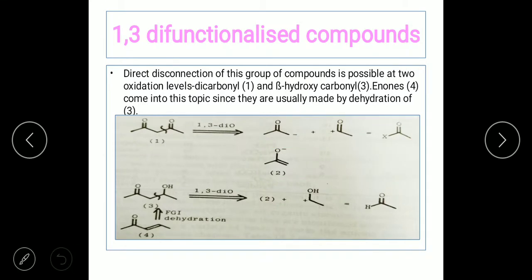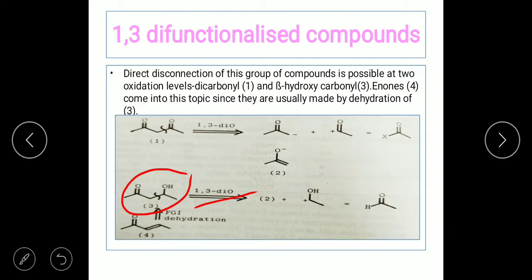Now, apart from 1,3 dicarbonyl compounds, the other example would be a beta hydroxyketone. Beta hydroxyketone also comes under 1,3 difunctionalized compounds. When you start numbering, the ketone gets number 1 and the hydroxyl group gets number 3. Hence it is called 1,3, and you write it as DIO, because again this involves carbonyl groups. This is nothing but a beta hydroxyketone. So apart from dicarbonyl, you can also do the 1,3 DIO disconnection for beta hydroxyketones as well.